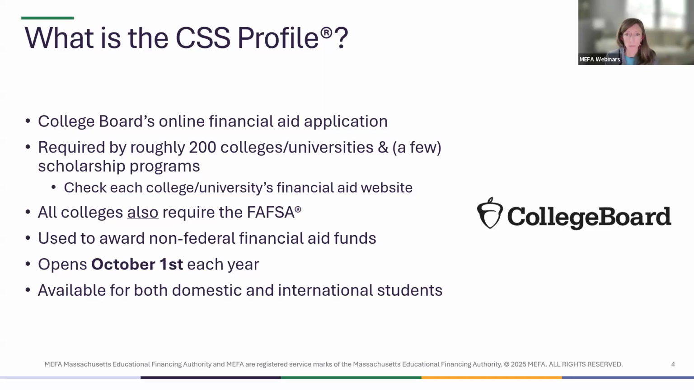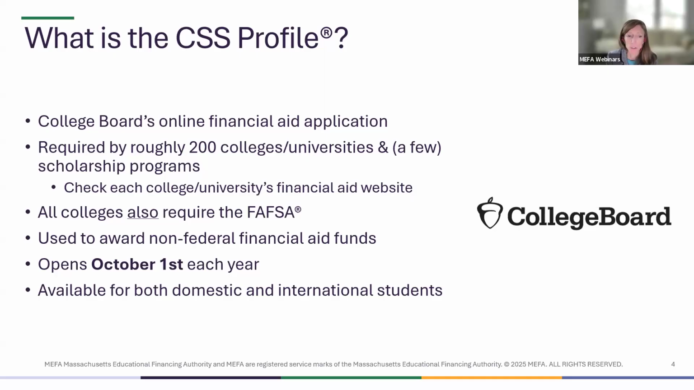If you're not sure whether you or your child is applying to a college that requires the Profile, the best thing to do is go to the college's website, check their financial aid section, and see if the CSS Profile is required. The most important thing to know about the CSS Profile is that if you're completing it, you also still have to complete the FAFSA and send that to every college and university. Every college and university requires the FAFSA. That's the main federal application for financial aid. And then, in addition to the FAFSA, about 200 colleges and universities also require the CSS Profile.